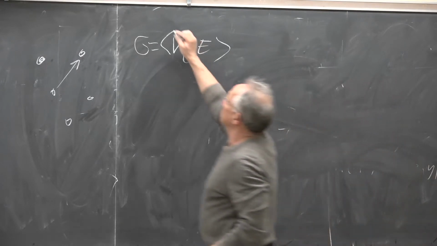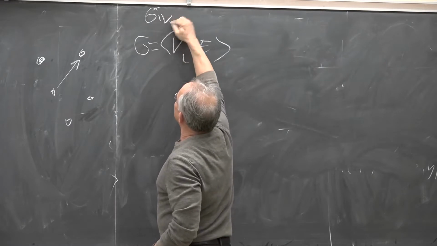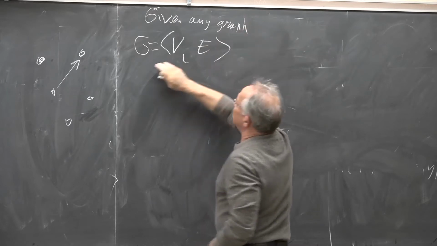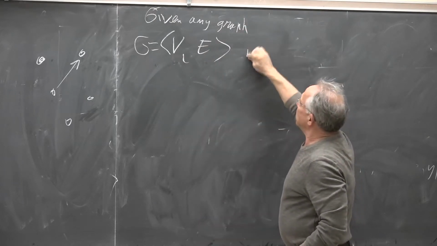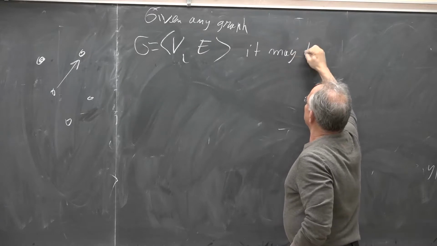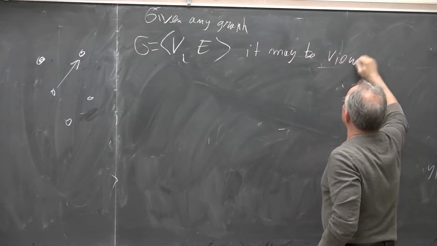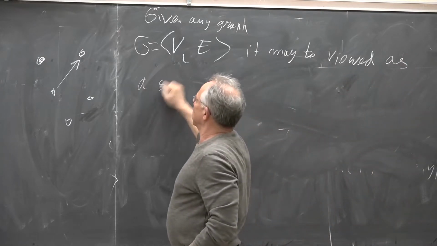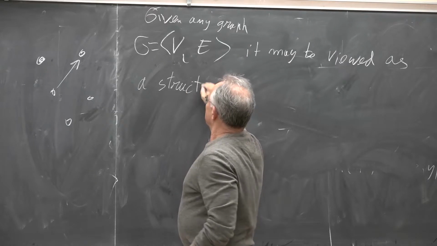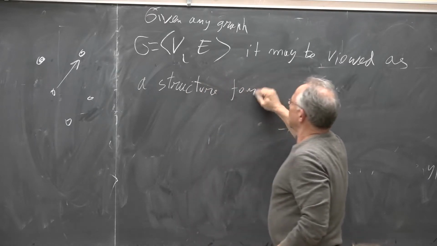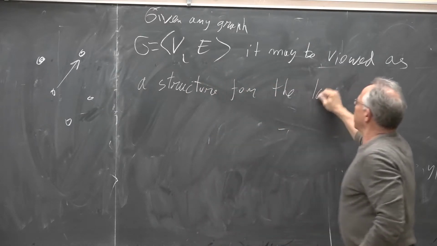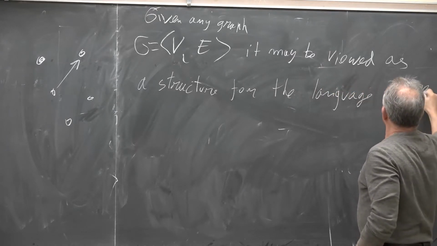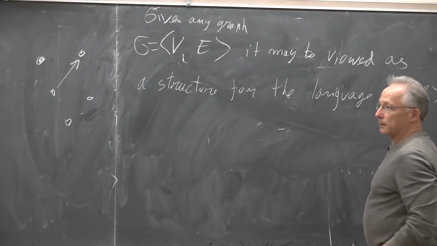So given any graph G, which is vertices and edges, it may be viewed as a structure for the language that has just R in it, a two-place relation.